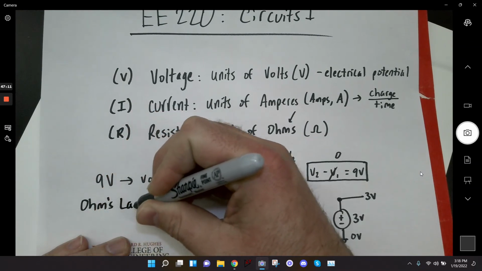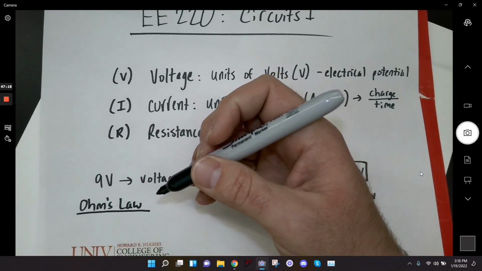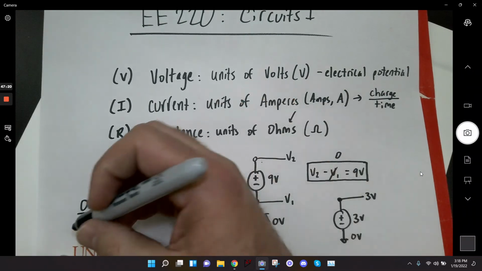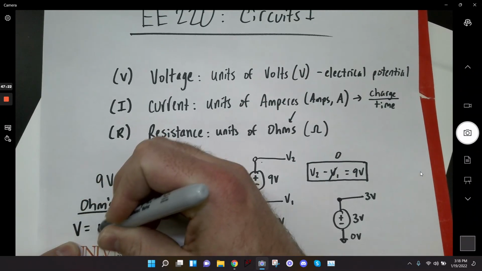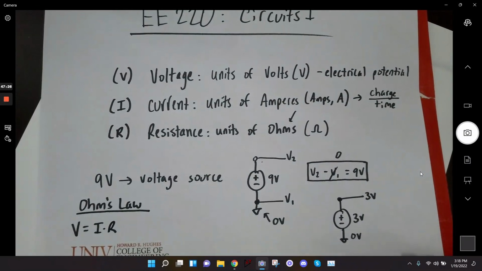You're going to see and use Ohm's law over and over and over throughout the next however many years you're doing engineering. And that equation is that V equals I times R. That's it. It's that simple. So what that means is that the voltage is equal to the current times the resistance. And that seems probably meaningless as of right now, but now I'm going to discuss resistors.